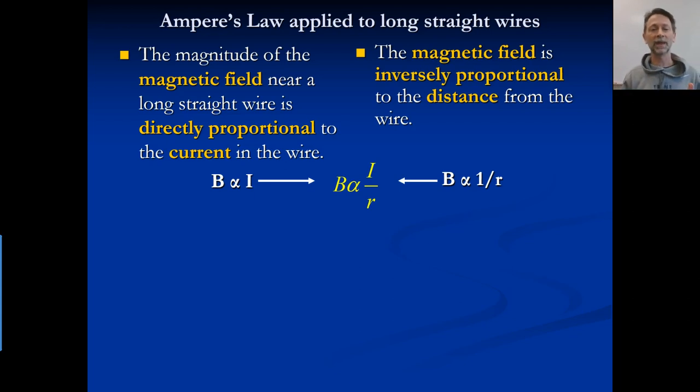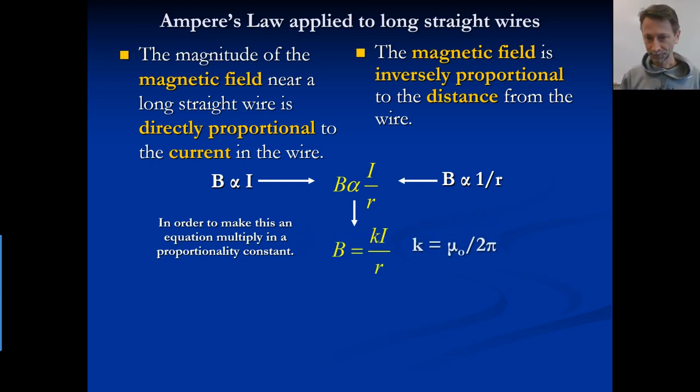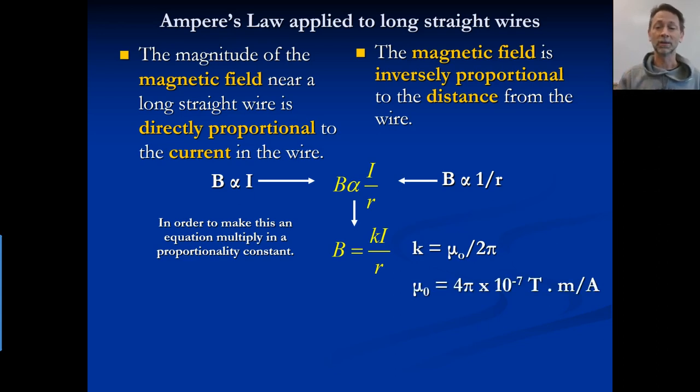Now, how do we turn that into an equation? Remember, we would add some kind of constant. To make this an equation, we multiply by a proportionality constant, which is going to be K. And it just so happens that that K value is mu naught over 2 pi.